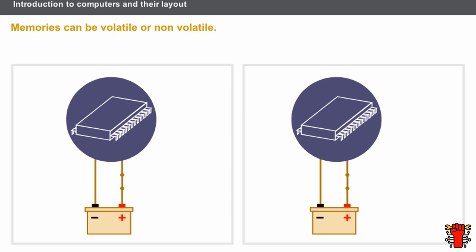Memories can be volatile or non-volatile. A non-volatile memory retains its contents even if the power is cut. On the other hand, a volatile memory loses its contents if the power is cut. Computers fitted with a volatile EEPROM must be reinitialized after a power cut, as they may contain important information.